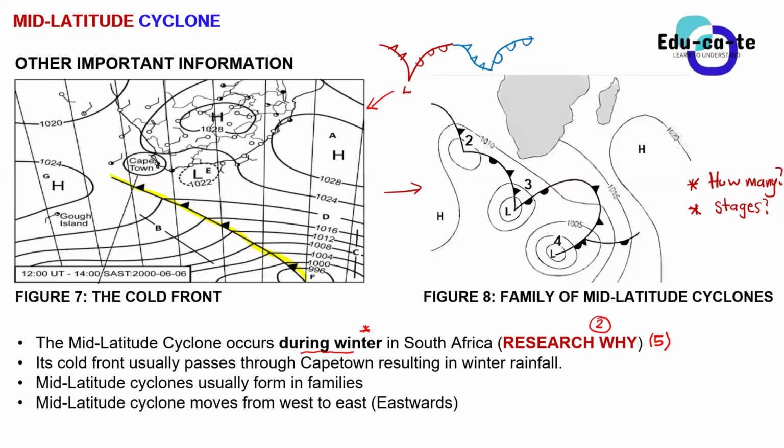All right, so how many mid-latitude cyclones are we having in figure 8? At what stages are they in? And then that is all that I want for figure 8. So that is task number 3, or homework number 3. Then the last homework.